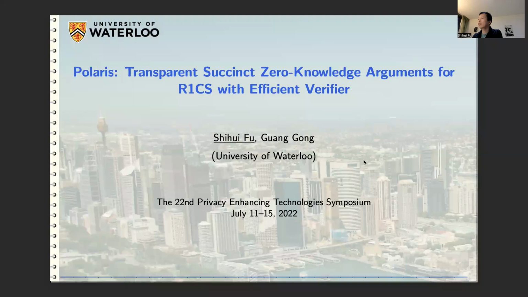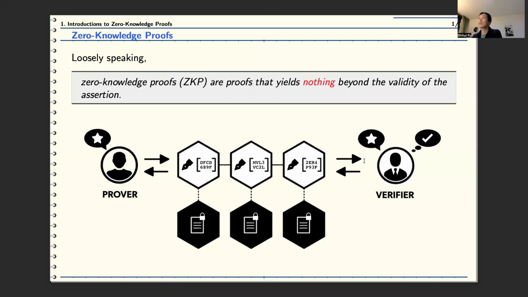Hello everyone. Next, I will show you some results about the constructions of ZK-SNARKs. Now let's start. What are zero-knowledge proofs?